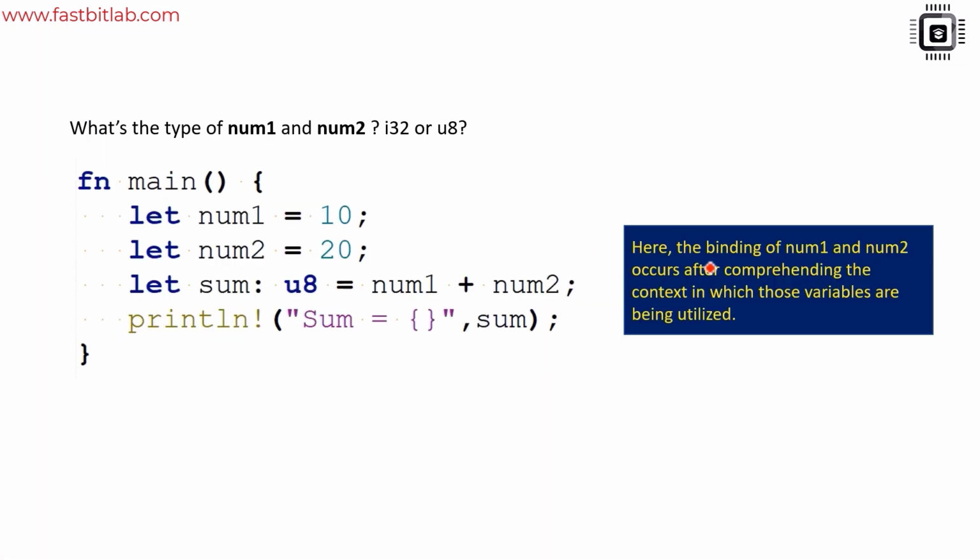So in summary, here the binding of num1 and num2 to the data types occurs after comprehending the context in which those variables are being utilized. This is the context here. So the context is to use num1 and num2 to produce a result of u8.